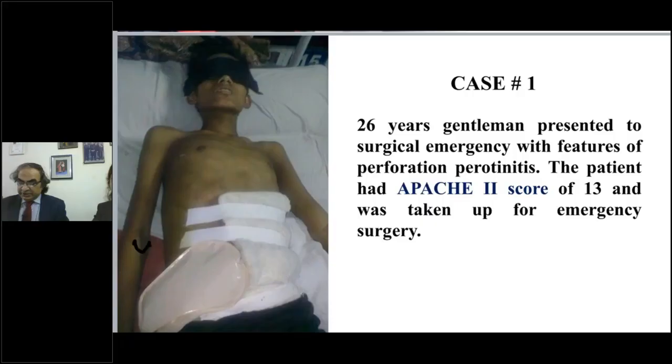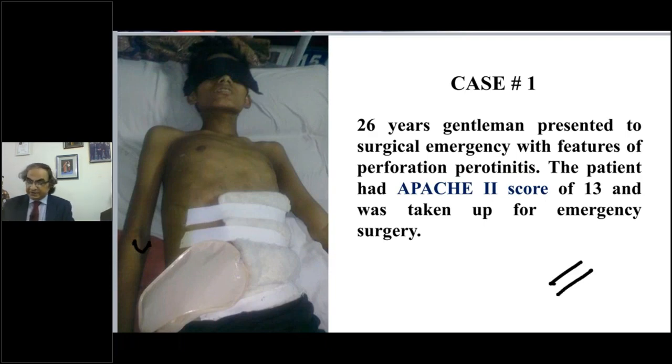The first case is that of a 26-year-old gentleman who presented to the surgical emergency. Can you read out the features? So it's a 26-year-old gentleman who presented to the surgical emergency with features of perforation peritonitis. The patient had an APACHE II score of 13 and was taken up for emergency surgery.